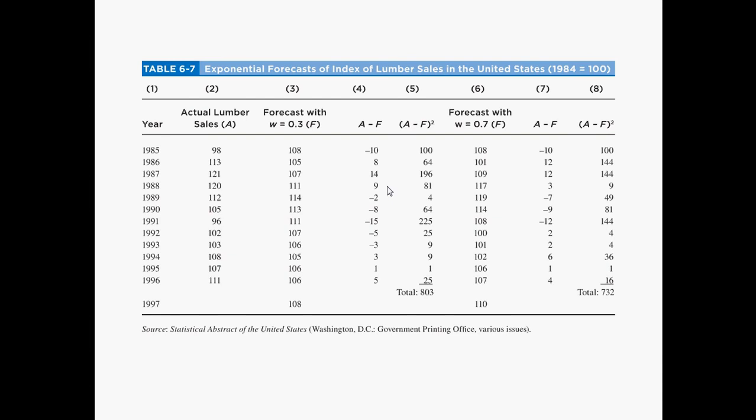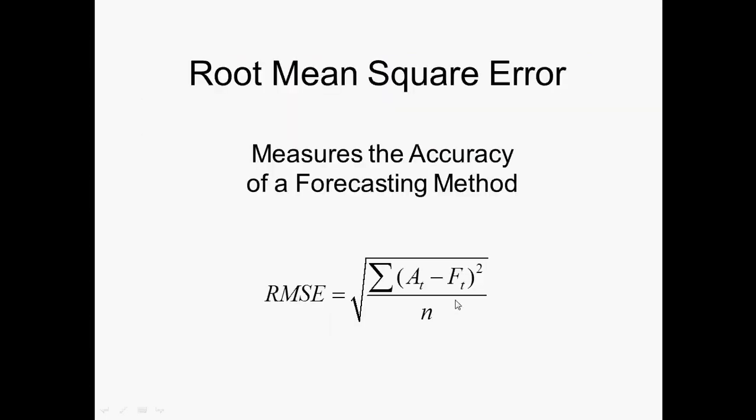So lumber seems to be an industry that uses exponential forecasting, and in this case, you notice that W equals 0.7 actually works better. It actually produces estimates that exhibit a smaller deviation from the standard. Root mean squared error.